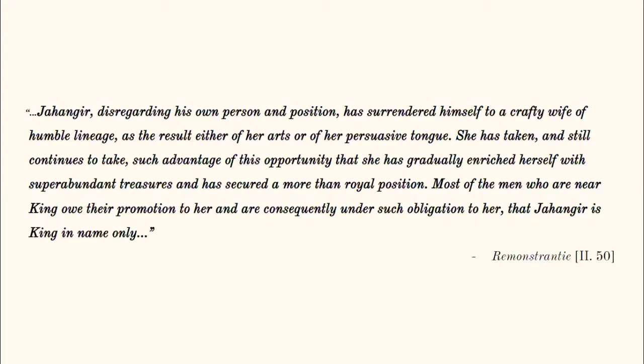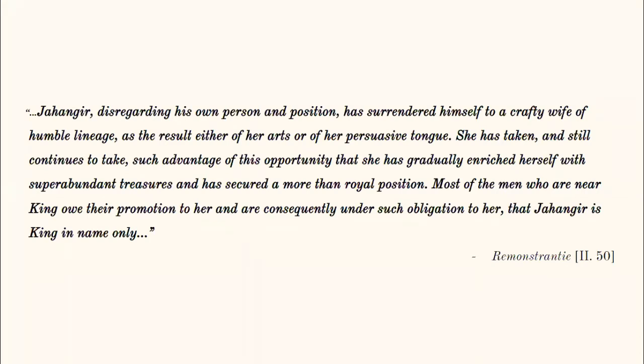Now, these sentiments, describing Nur Jahan as a crafty wife of humble lineage, as a seeker of opportunity, are found among many other texts of the same period, such as those of Thomas Roe, Edward Terry, Pietro della Valle, as well as later chronicles produced during the reign of Shah Jahan, such as Iqbal Nama. All these narratives have influenced the way the nationalist scholars and the colonials and Europeans, for that matter, have perceived both Jahangir and Nur Jahan. Jahangir is seen as a weak and passive ruler, and Nur Jahan is seen as a cunning and crafty wife.